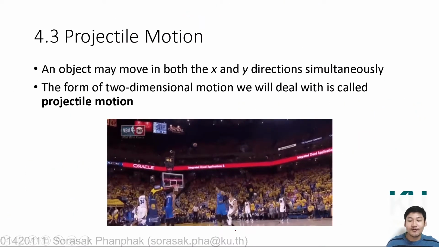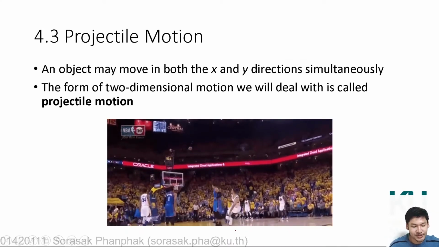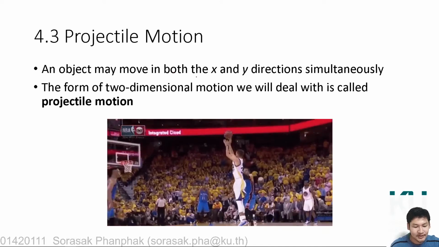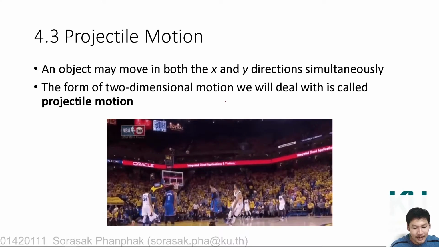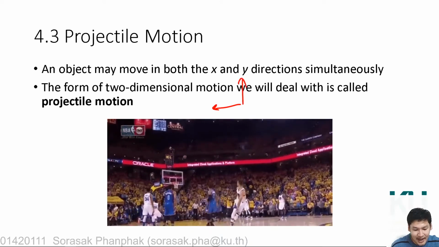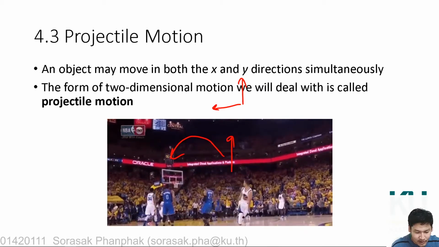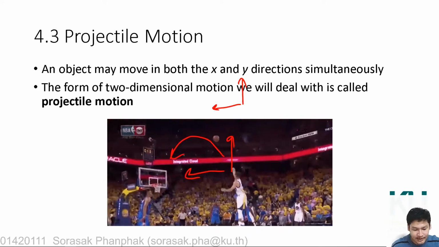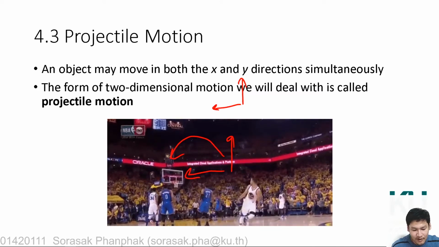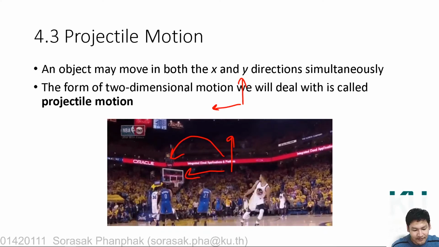So now we're going to move to our main type of motion, which is the projectile. The projectile is a thing moving in the X and Y direction at the same time. As you see the ball moving here, it's moving upward, and at the same time it's moving forward, so that the curve, or the path of the ball movement, happens.